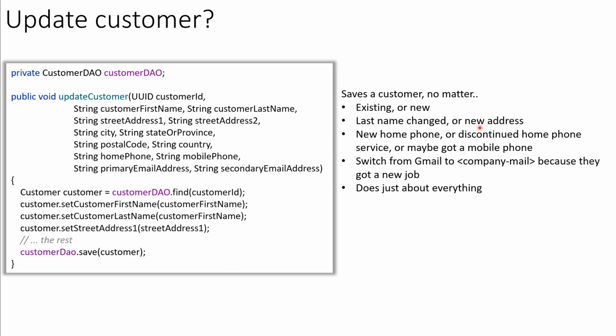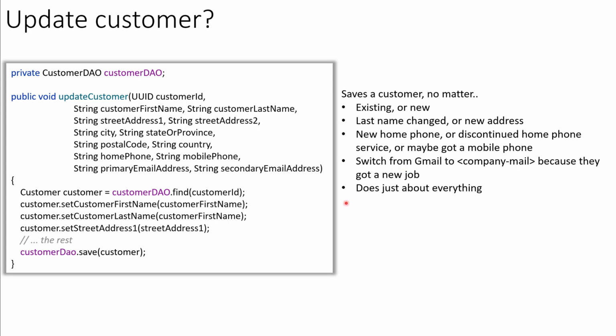Is the last name changed, or is it a new address? Two completely different things, and you should have checks. Last name can be one letter. I don't know if that's valid. A new address, maybe you want to verify that this has a correct structure. Maybe you have a new home phone number, or maybe the home phone number is discontinued, or maybe there's a mobile phone number. Maybe these are three different things that need different kinds of logic. Maybe you switch from a Gmail email address to some company email address because you got a new job. So there's some context going on that we might need to consider.